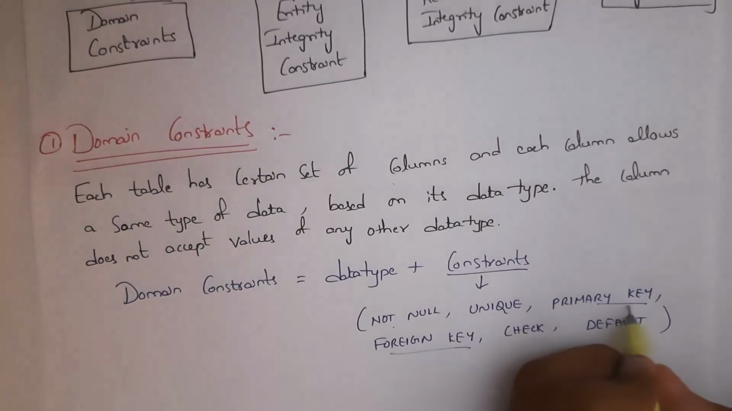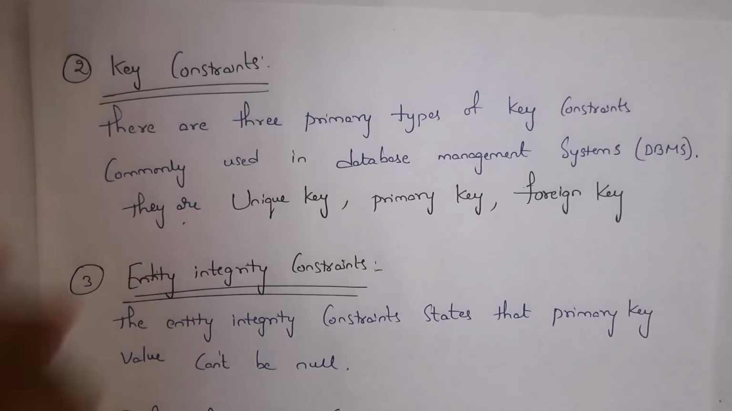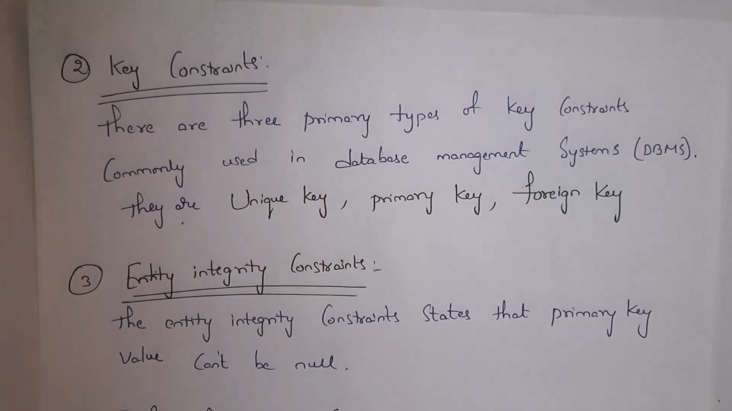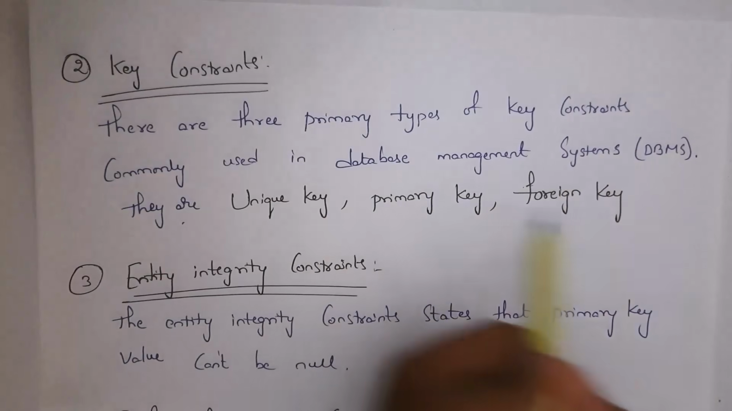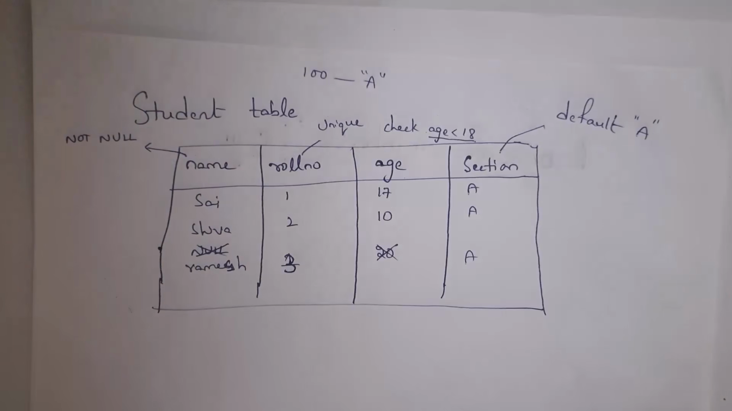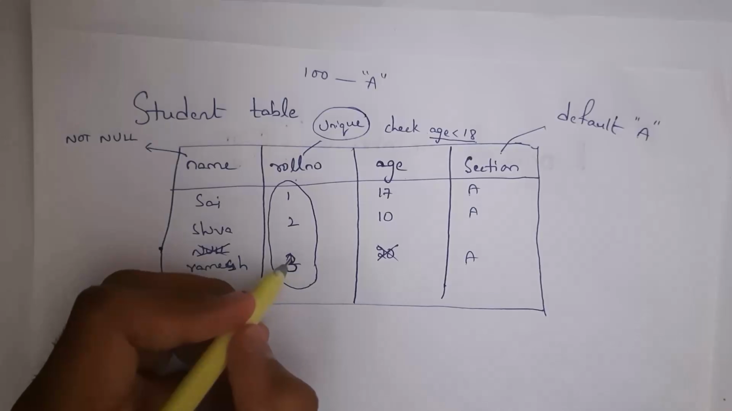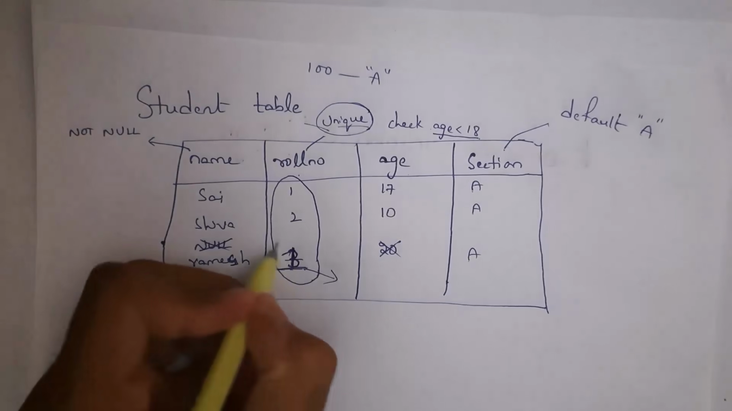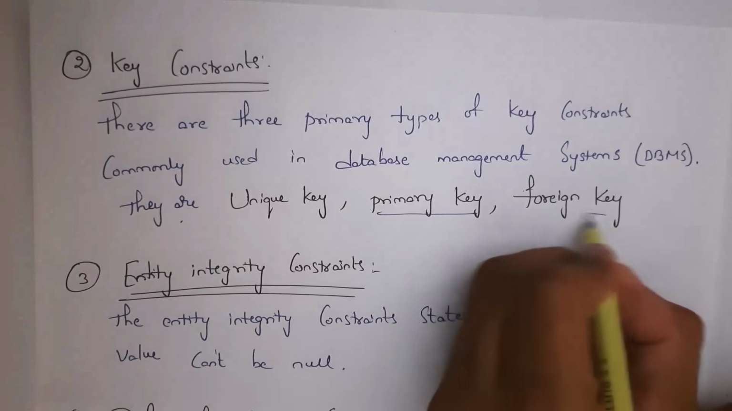Guys, I will explain the primary key and foreign key example separately. Next, I will explain what key constraints are. In total, there are three primary types of key constraints: unique key, primary key and foreign key. Guys, I already explained what a unique key is. If you give a unique key for any particular column, then that column will accept only unique values. If you give duplicate values, they are not accepted. At last, I will explain the primary key and foreign key example.